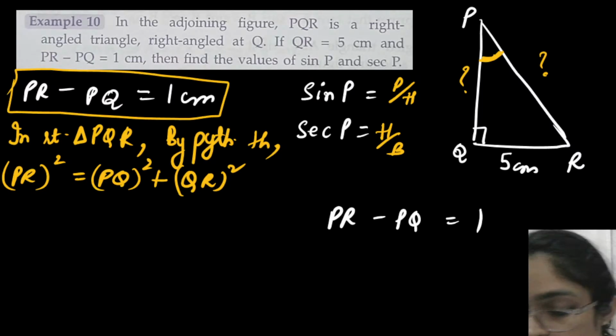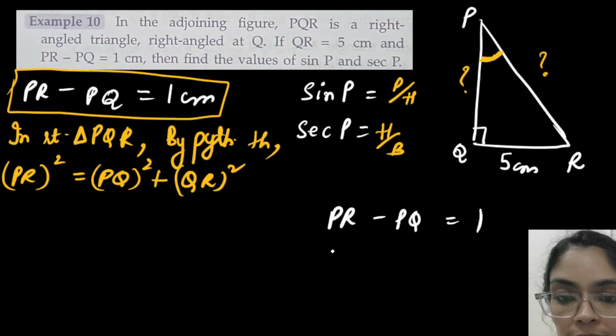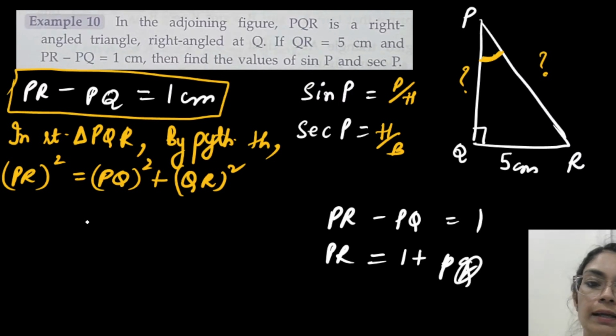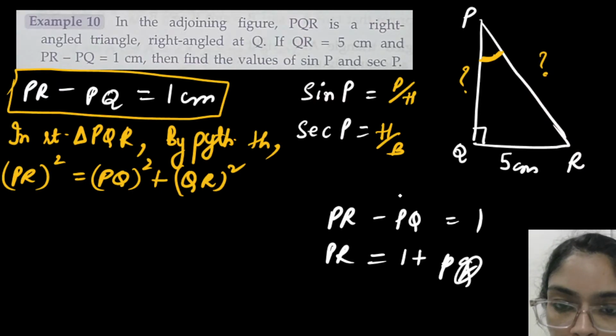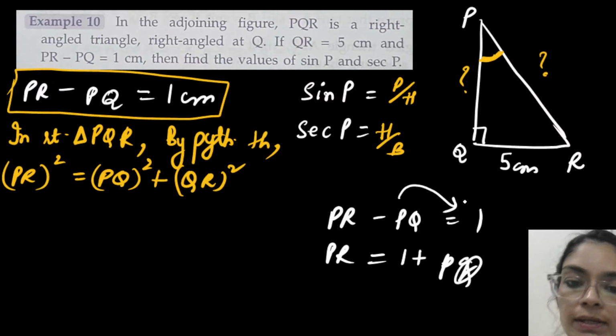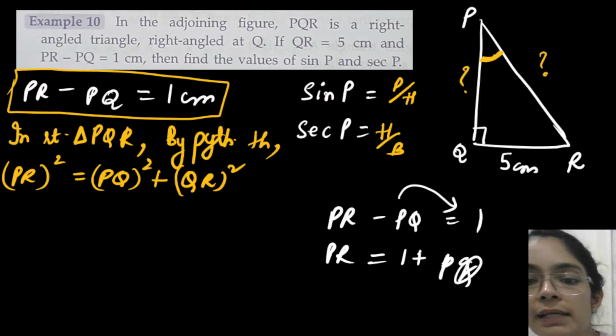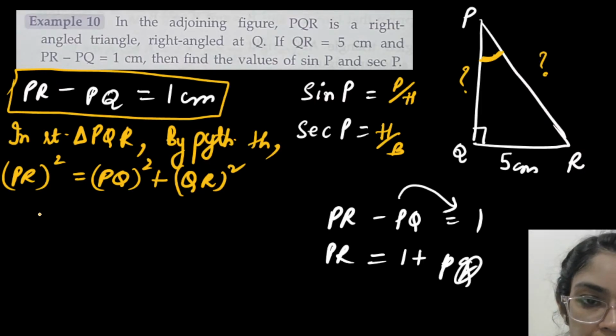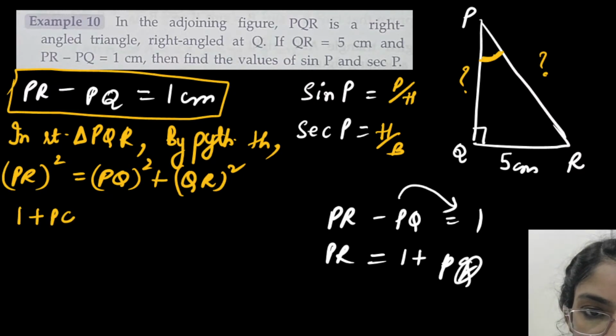Okay. So Shivani has suggested PR's value we can write as PR is equals to 1 plus PQ. So let's do that. I just shifted PQ to the other side, and it became 1 plus PQ. So PR is equals to 1 plus PQ, and here in place of PR I am going to substitute 1 plus PQ, its whole square.